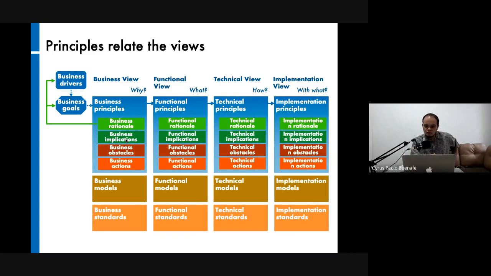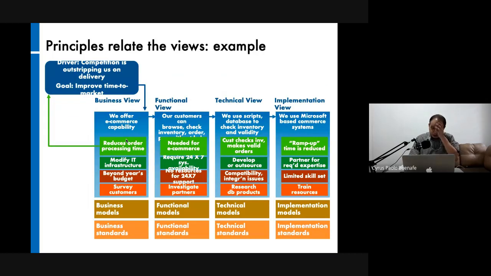But if you've noticed, these four views are connected. Your functional principles now would be based on business principles, and then it would have its own set of attributes: rationale, implications, obstacles, and actions. And then concurrently with technical principles and with implementation principles. You've noticed that the other architecture elements are still depicted here, but we'll talk about that in a different module. So you have your models and your standards, so later on, they will also be populated. Now, principles relate the views.